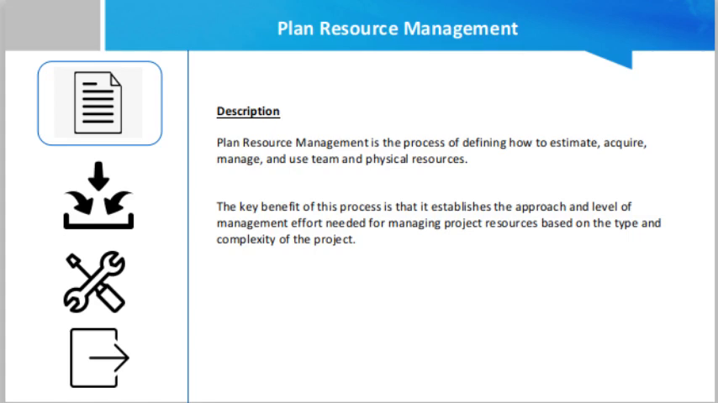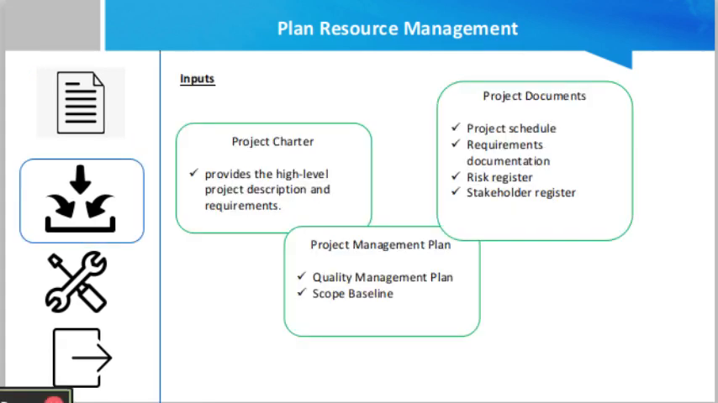Now we talk about the inputs for this process. The inputs for this process include the project charter. The project charter basically provides the high-level project description and requirements. It also has a key stakeholder list, summary milestones, and pre-approved financial resources that may influence the resource management of the project. Then the project management plan, which includes the quality management plan. The quality management plan helps define the level of resources that will be required to achieve and maintain the defined level of quality and achieve the metrics for the project.